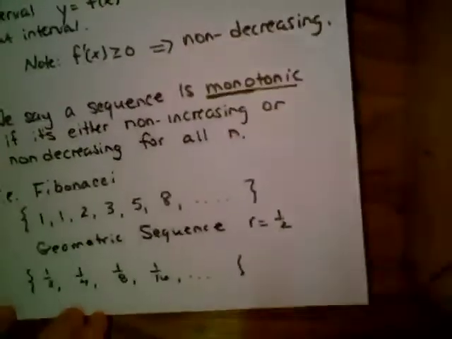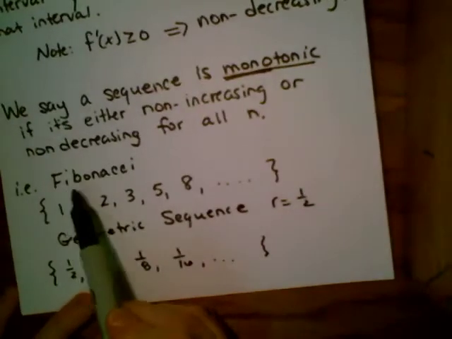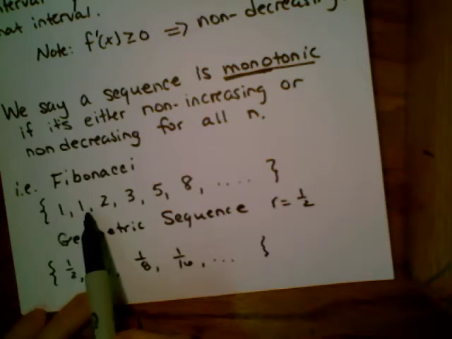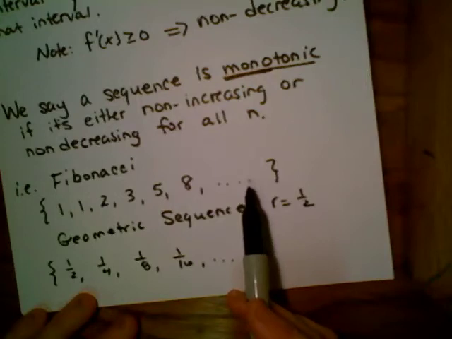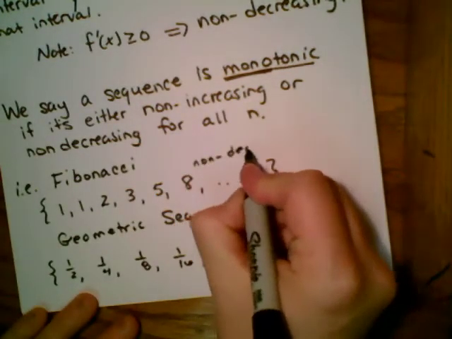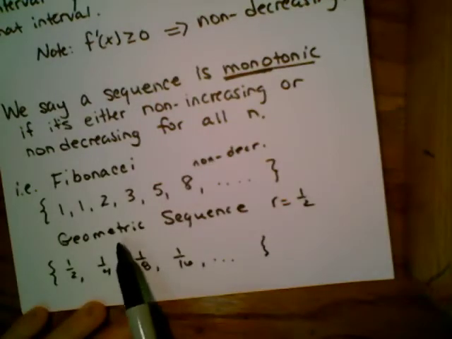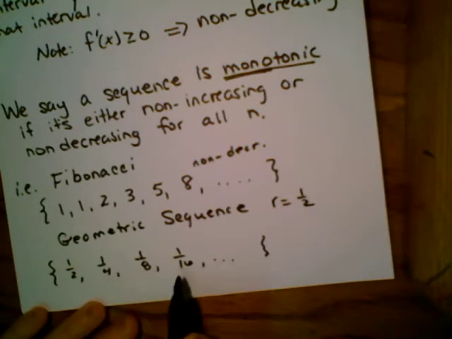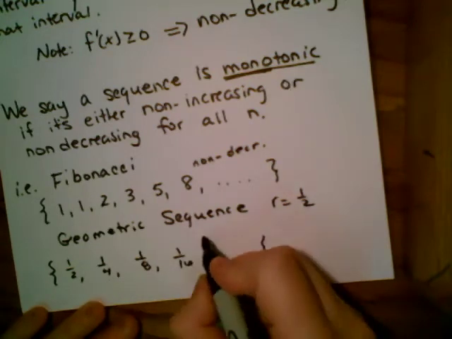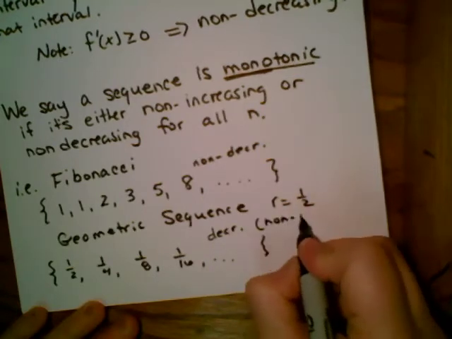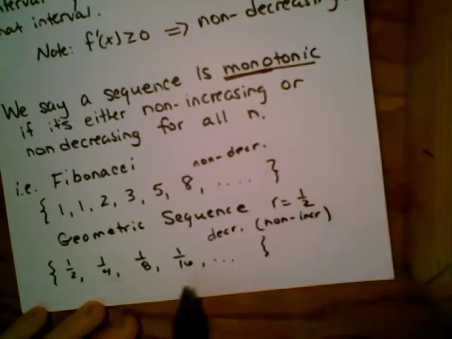And two quick examples that wouldn't take much proof. Fibonacci, you could see, is non-decreasing. It's constant and then it's increasing, so overall it's non-decreasing. The geometric sequence, where the common ratio is 1/2, the terms always get smaller as you go, so that would be a decreasing sequence. You could say it's non-increasing. That'd be less restricted, but it is actually decreasing.